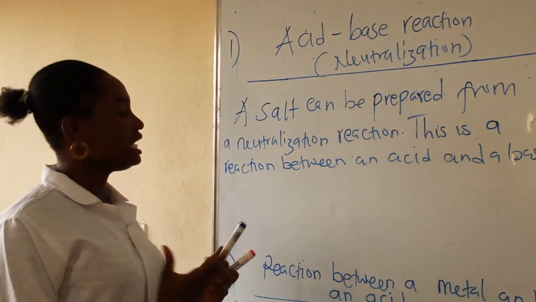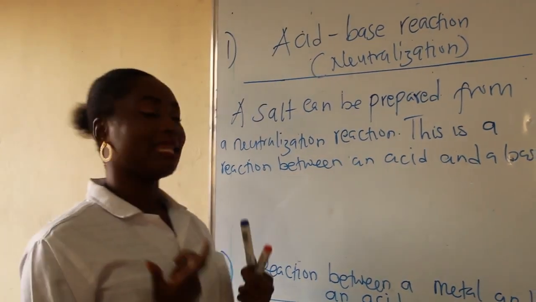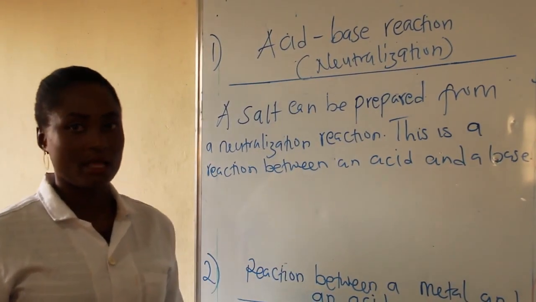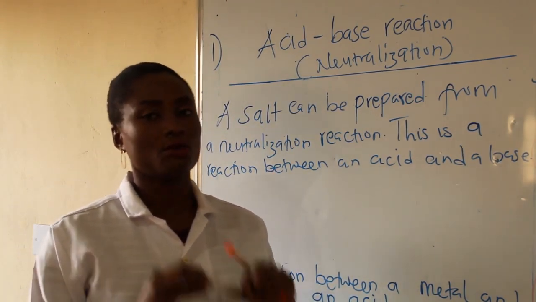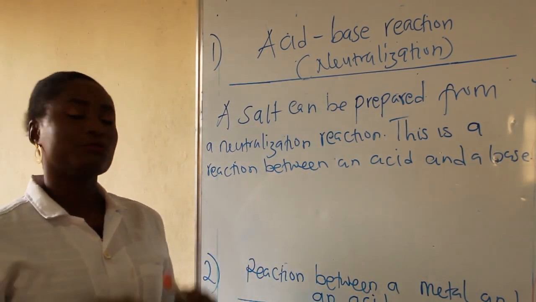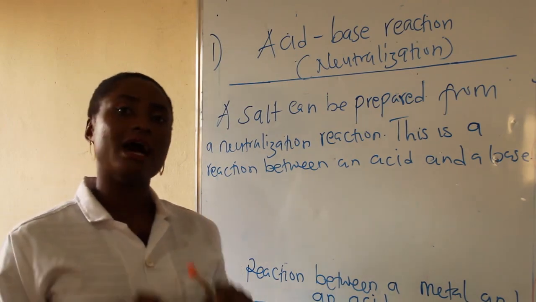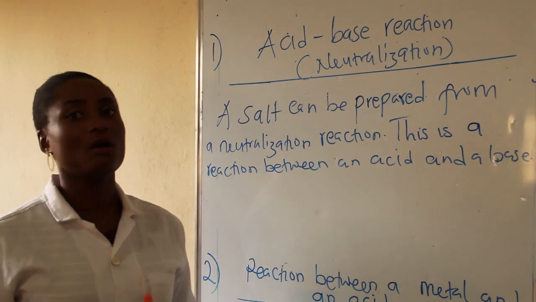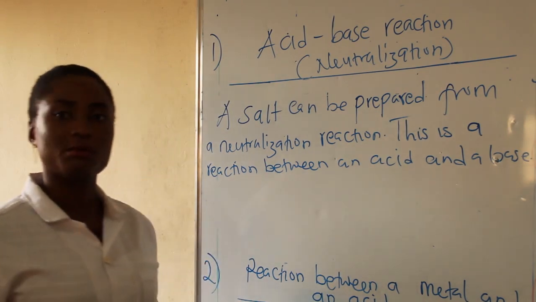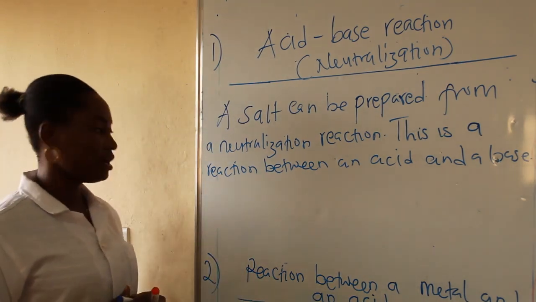Now, this reaction is a reaction between an acid and a base. When an acid reacts with a base, a salt will be formed. Not just salt, it is salt and water. So there are 2 products that will be formed in this kind of reaction, salt and water. So I'm going to just demonstrate that with an equation.